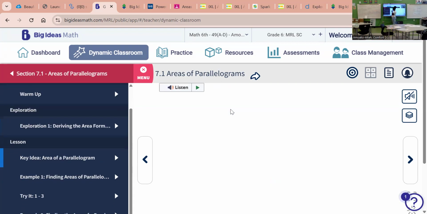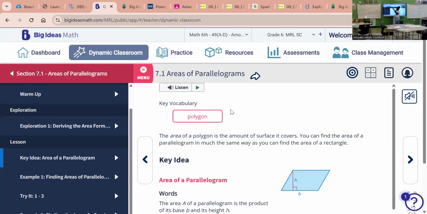Now we come to the key idea. Consider the key vocabularies. So the standard is area of a parallelogram. The learning target is: by the end of the class, students will be able to find areas and missing dimensions of parallelograms using square sheets. So you're going to use square sheets to do it. I'm going to draw your areas on it and count how many squares, how many boxes you have.